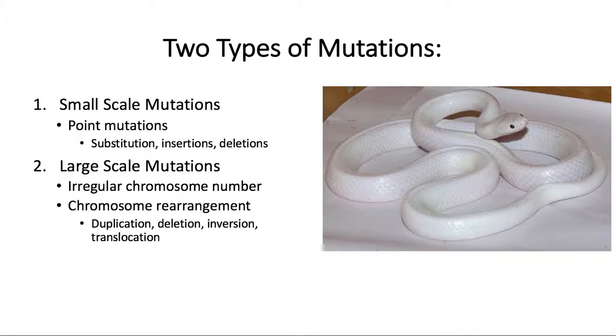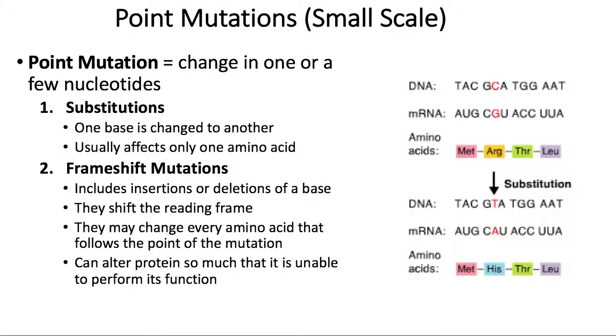Today we're going to look at two main categories of mutations: small-scale mutations like point mutations, and then large-scale mutations that involve irregular chromosome number or huge amounts of chromosomes missing or added in. Now the first is point mutations, and point mutations are changes in one or just a few nucleotides at a time. Substitutions are one type of point mutation, and they're typically less severe. In a substitution, one base is swapped out for another.